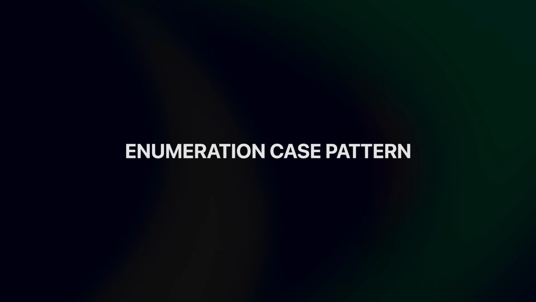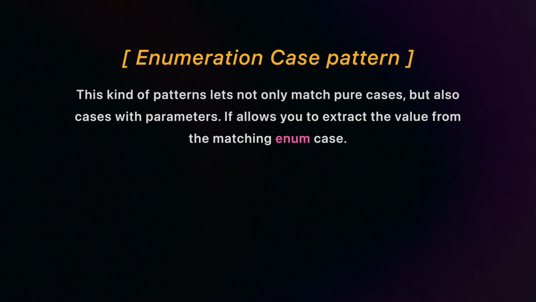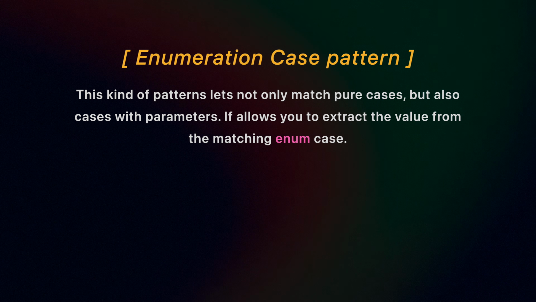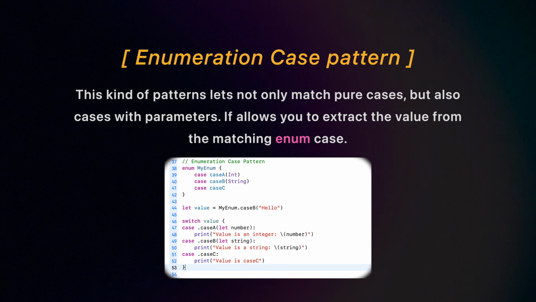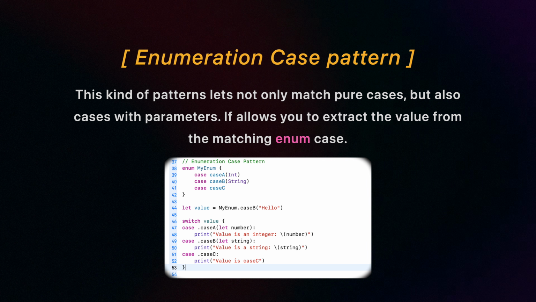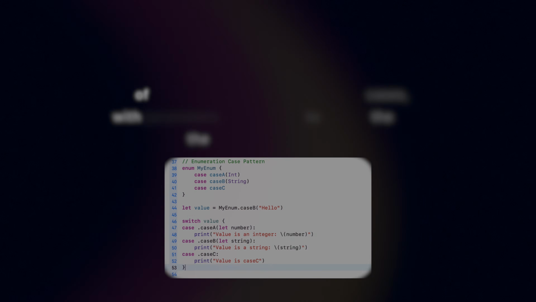Enumeration case pattern. This kind of pattern lets you match not only pure cases but also cases with parameters. It allows you to extract the value from the matching enum case. This pattern is commonly used for matching errors, which usually convey additional description.